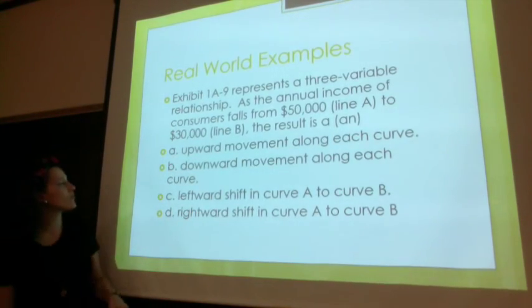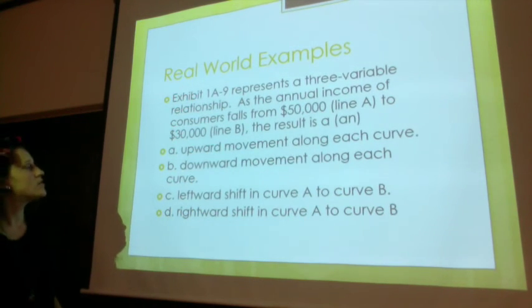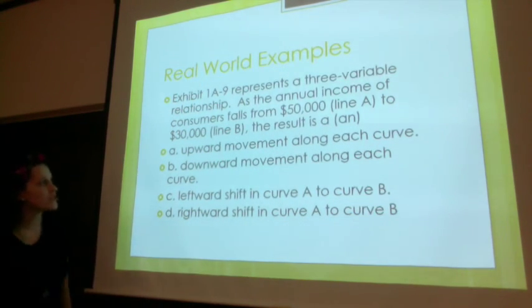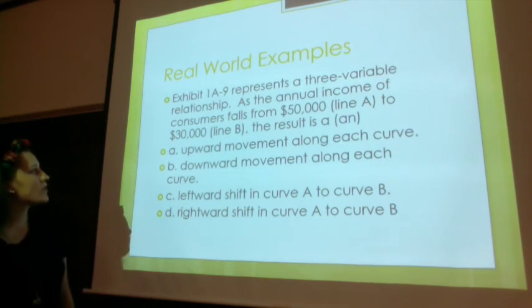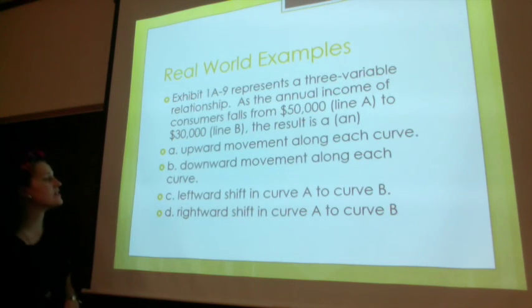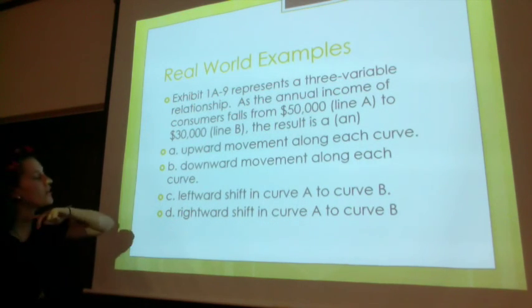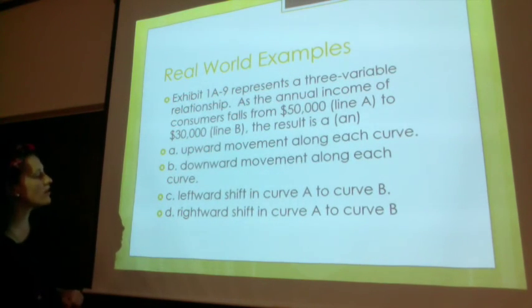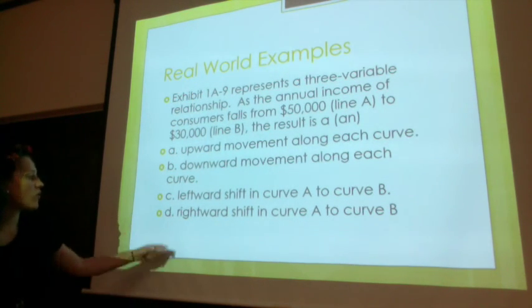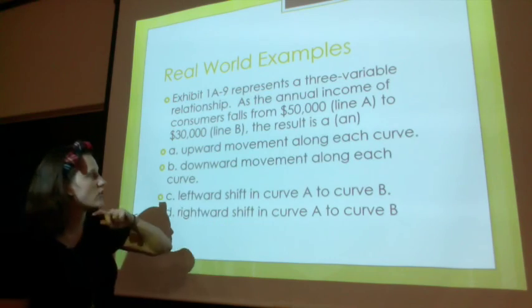So the last problem we're going to look at is this one. The graph on the next page represents a 3-variable relationship. As the annual income of consumers falls from $50,000 to $30,000, the result is an upward movement along each curve, a downward movement along each curve, or a leftward shift in curve A to curve B, or a rightward shift in curve A to curve B.